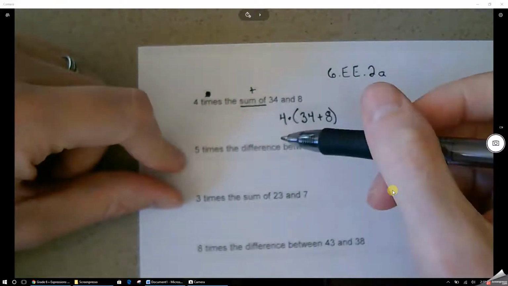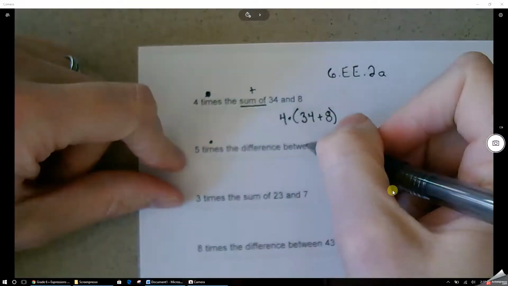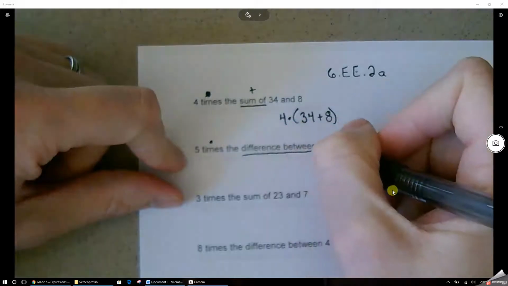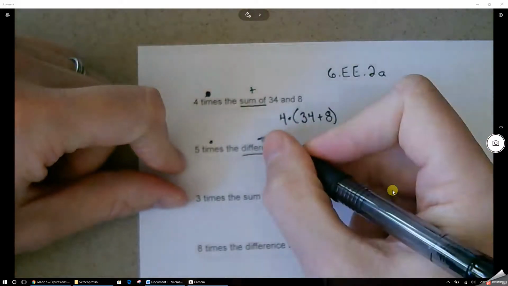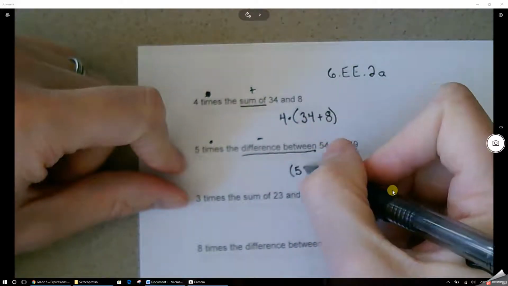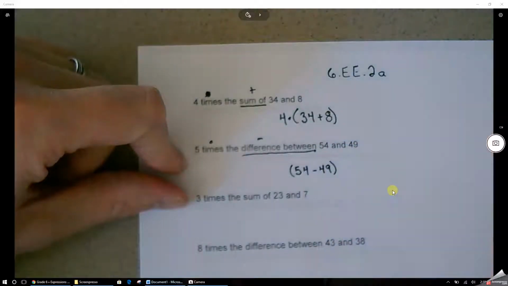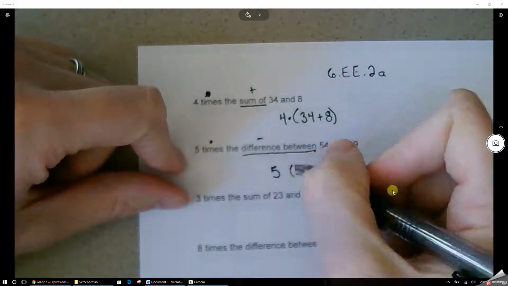Second example: 5 times the difference between. So you're multiplying what? You're multiplying the difference between. Difference refers to subtraction. So we're going to find the difference between these two numbers. Again, I'm putting that parentheses in. I'm going to multiply that by 5.